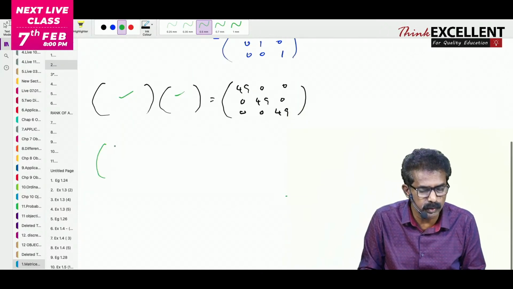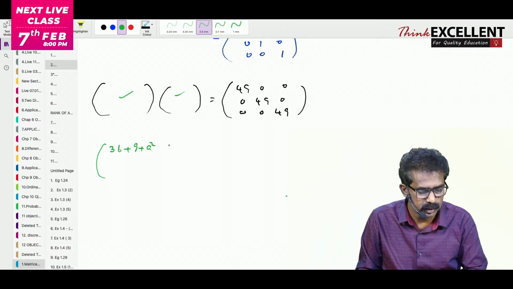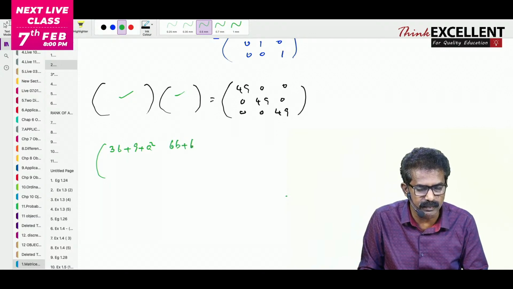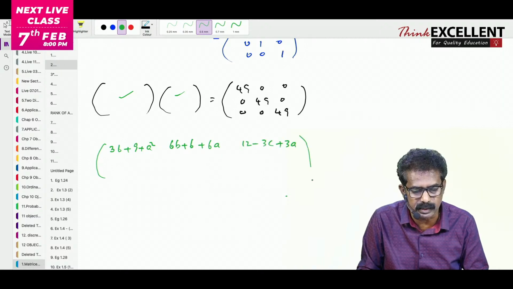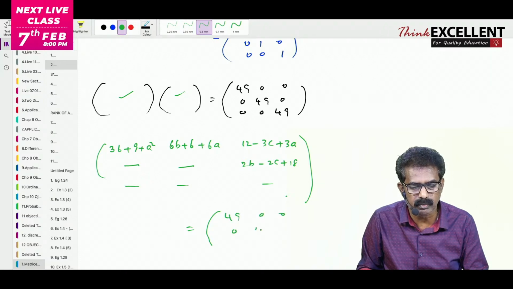So first one you are getting 36 plus 9 plus a square. Second, all of you know multiplications, so I'm giving the value only, plus 6a. Next you will get 12 minus 3c plus 3a. You get like this. Here you are getting 2b minus 2c plus 18, but you write everything, okay? It's a 5-mark question. Equal to 49, 0, 0, 0, 49, 0, 0, 0, 49.